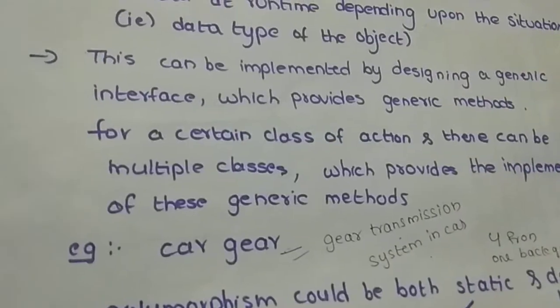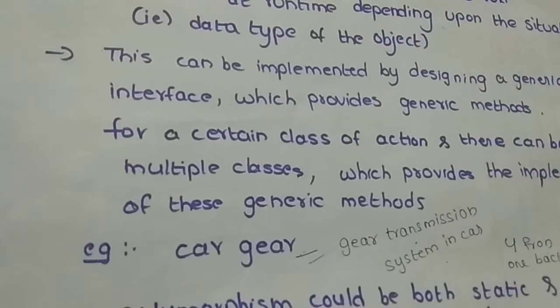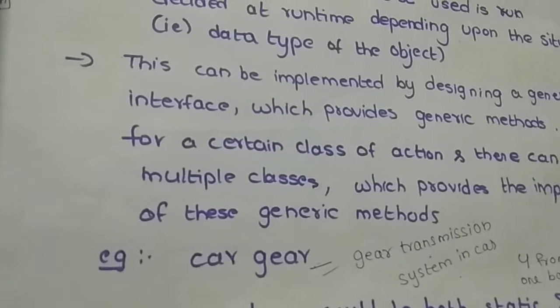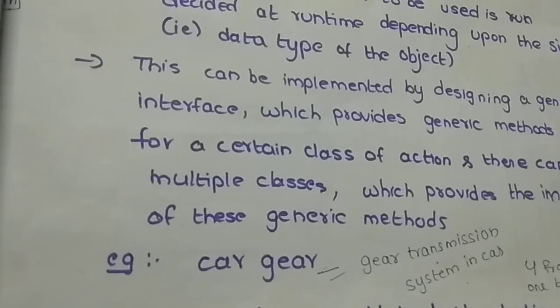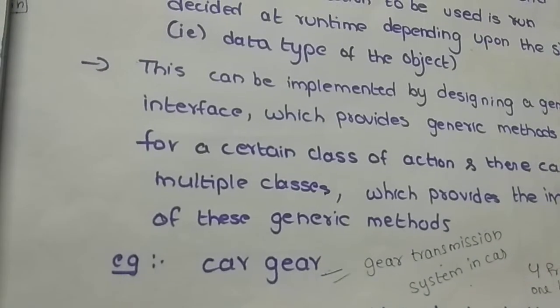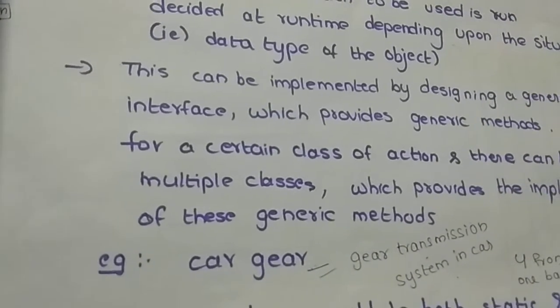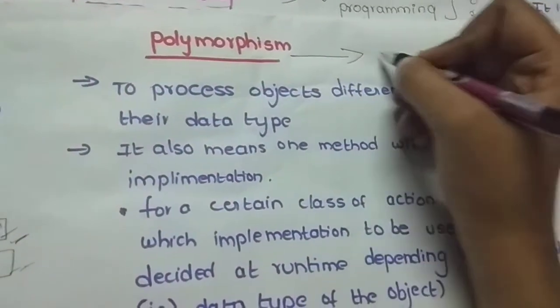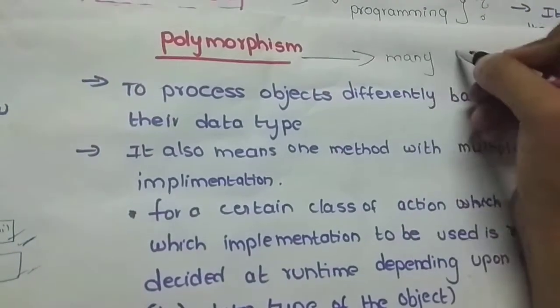Here the action is the same, applying the gear, but based on the type of gear the action behaves differently, or you can say that it shows many forms. That's why it is called polymorphism, meaning many forms.